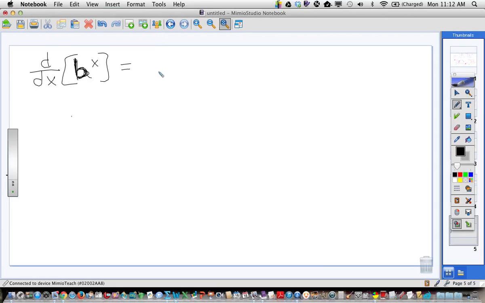Now an example here would be like 2 to the x, right? That's what we're talking about. 3 to the x, 4 to the x, whatever. Well, you might guess it might be what?